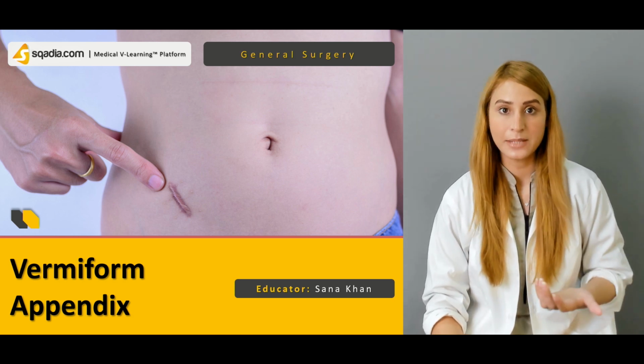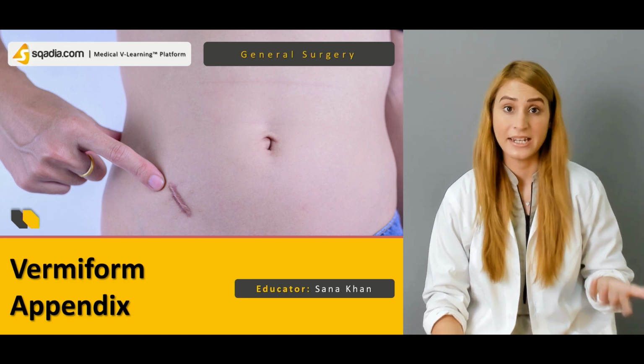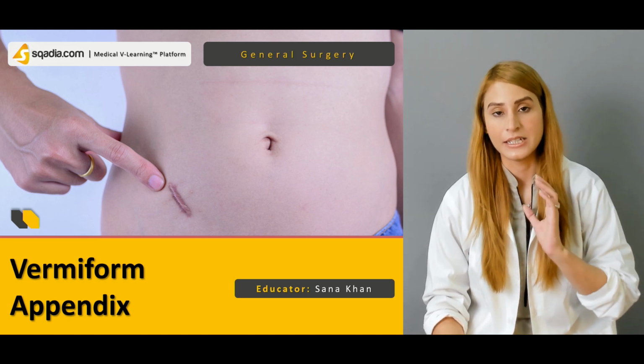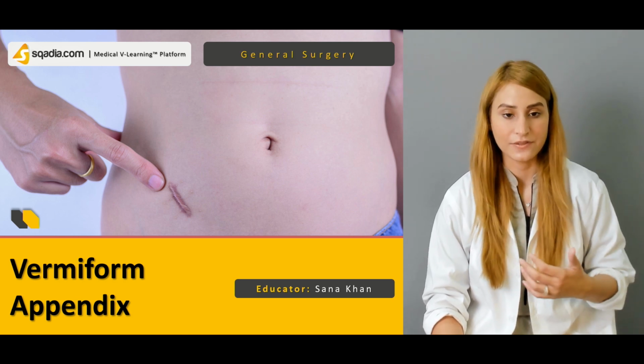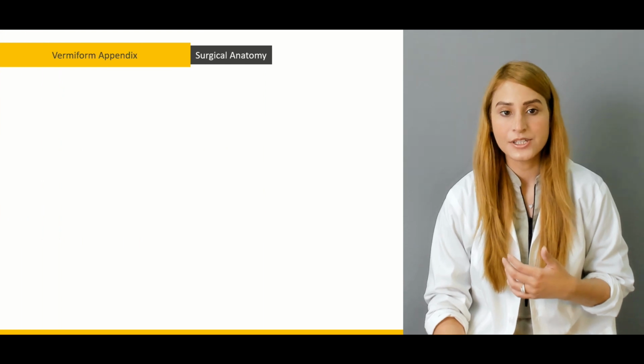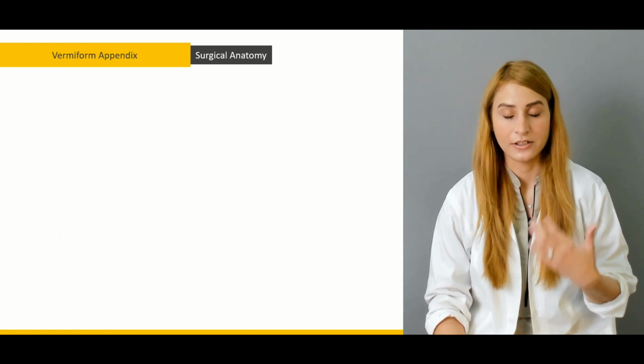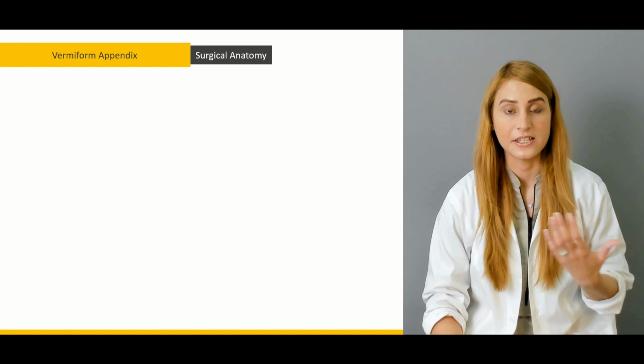So today we'll be talking about the vermiform appendix, the causes, the typical findings of acute appendicitis, and the rest of the things. Moving on to the vermiform appendix, the first thing we're going to discuss is the surgical anatomy.